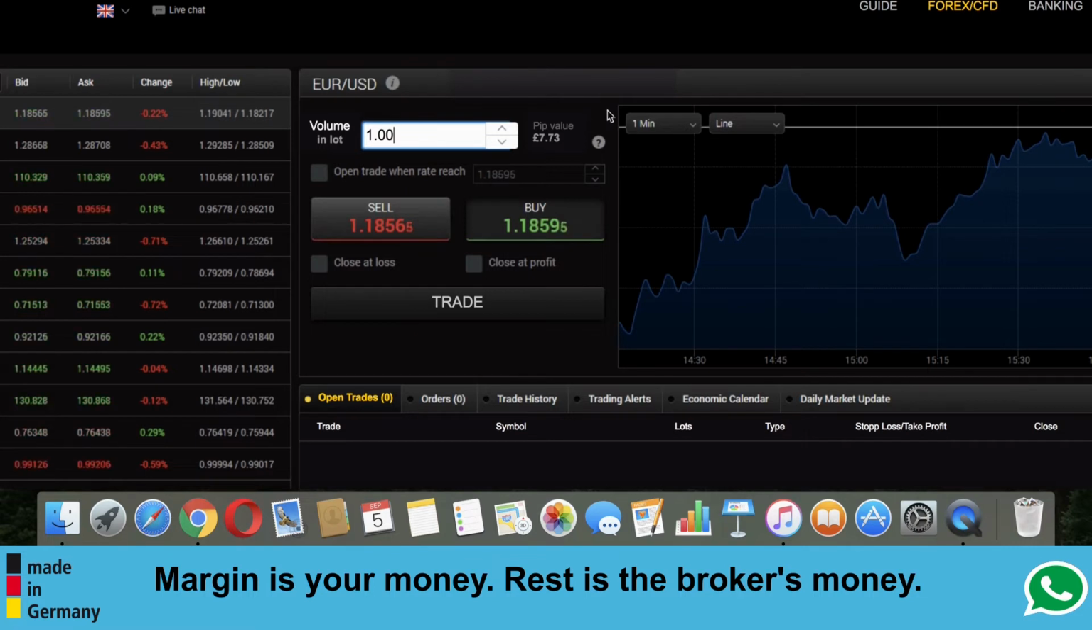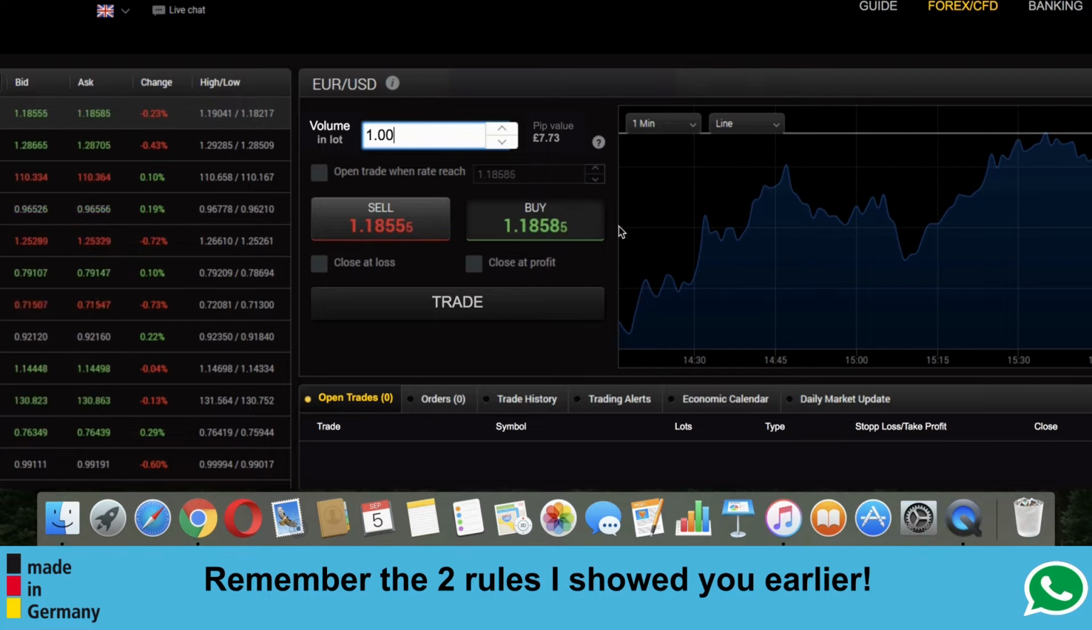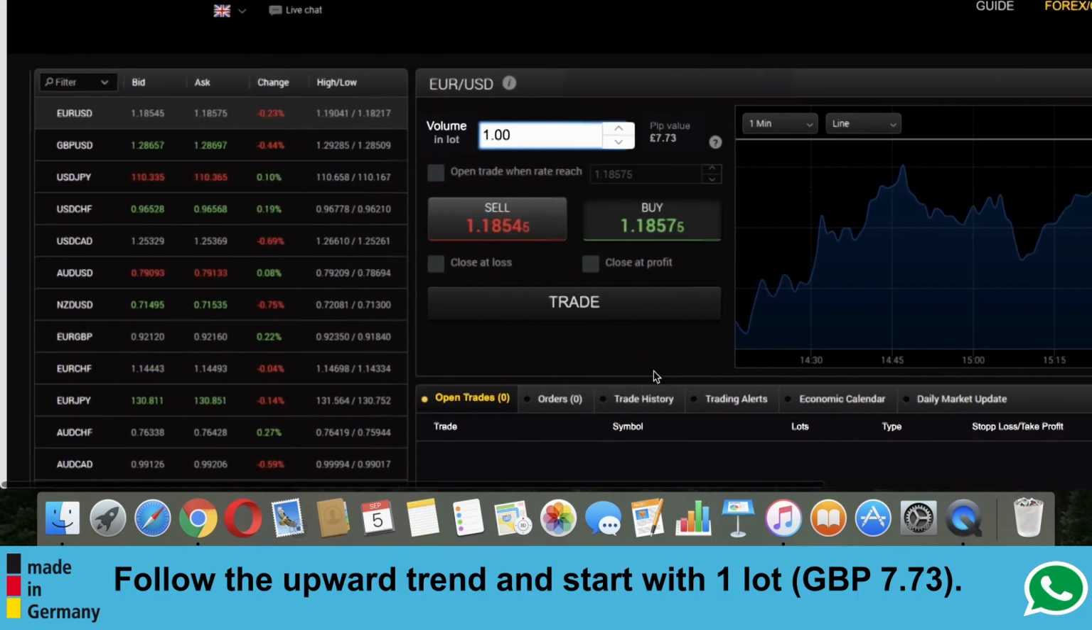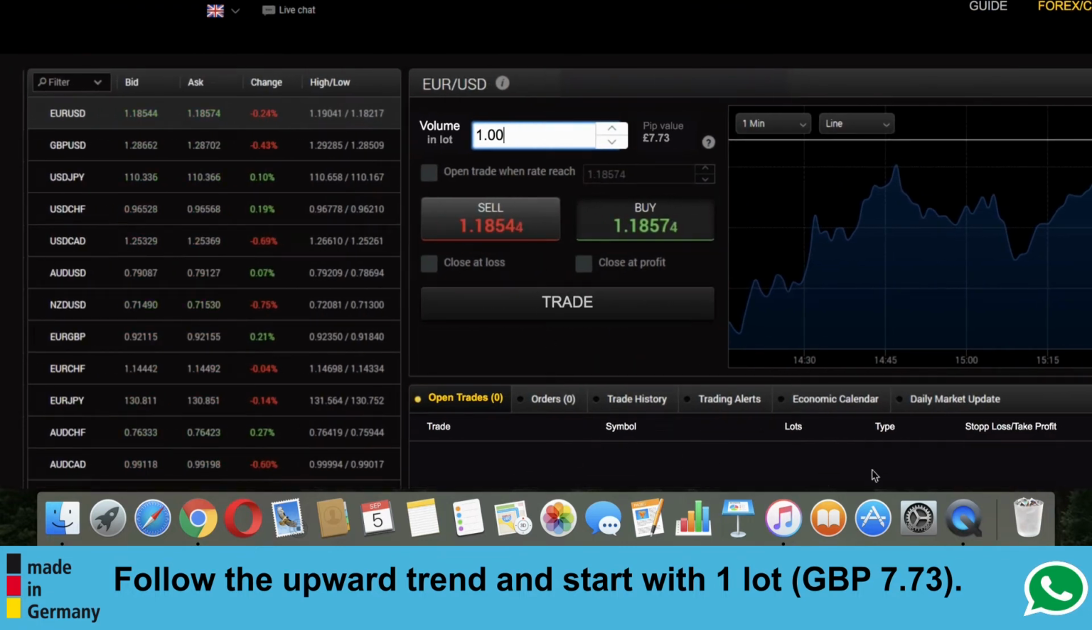What we are going to do now is I will always start with 1 volume in lot and I will follow the trend. So these are the 2 rules. I will explain it to you when trading. 1 volume in lot, I will follow the trend, which is an upward trend, as you can see here. And you can see down here how the whole thing goes. Okay, let's get this whole thing started, and let's see what happens.